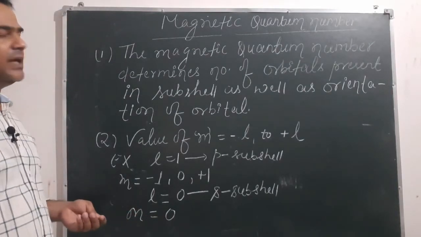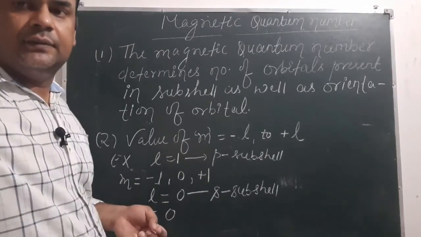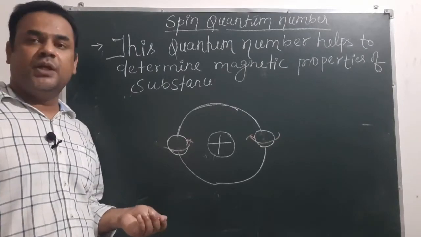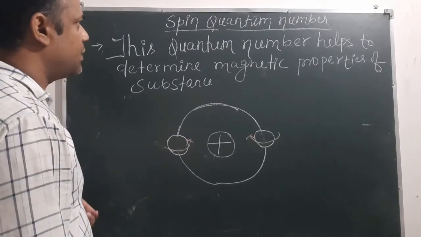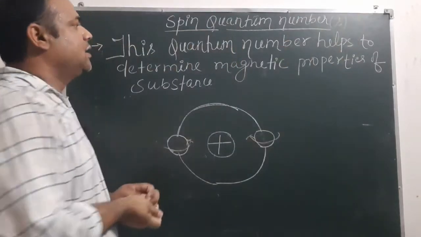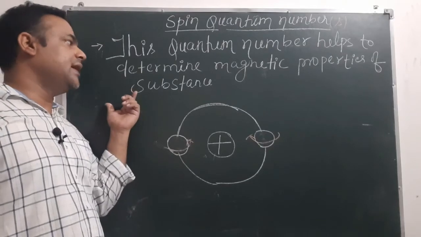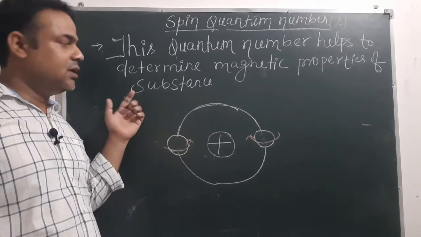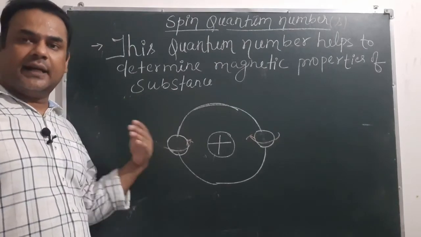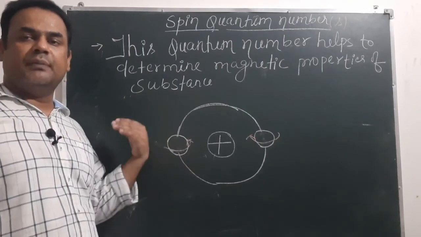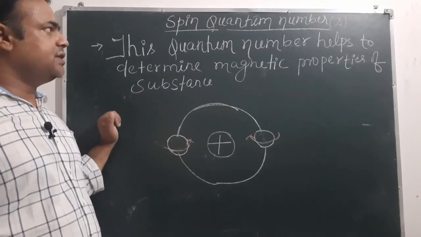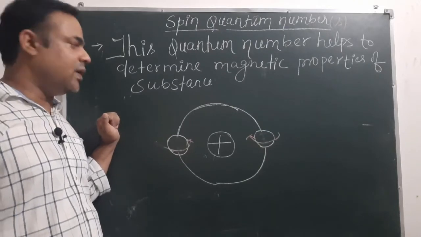Now next one is spin quantum number. Fourth quantum number is spin quantum number. This spin quantum number is represented by s, and this quantum number helps to determine magnetic properties of a substance. Whether a substance shows magnetic behavior, gets attracted by the magnet or magnetic field, or gets repelled from the magnet or magnetic field, all these properties we can determine with the help of spin quantum number.